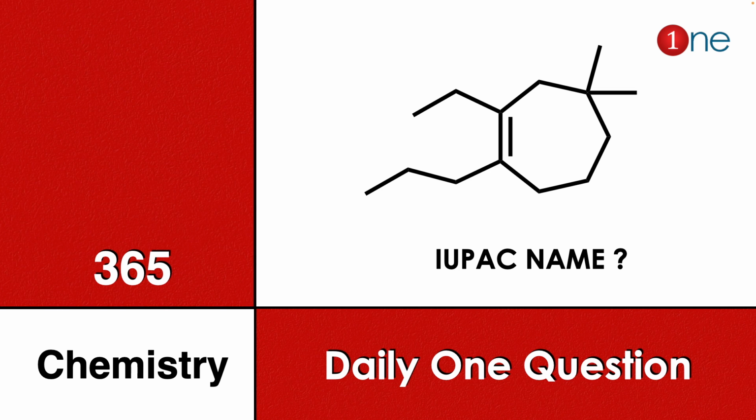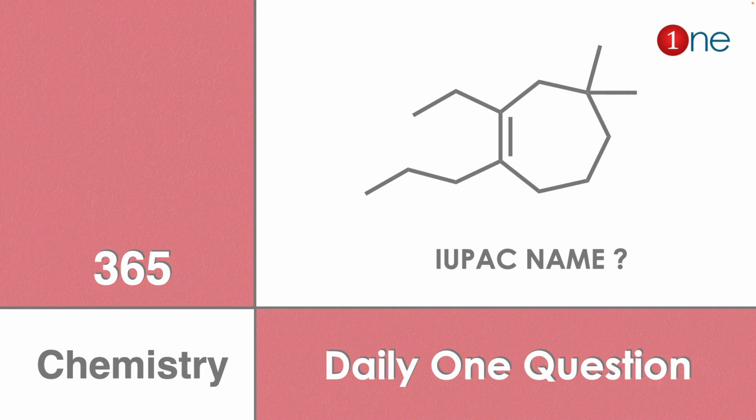Daily one question for you. Here cycloheptene is there. In first position you have propyl, isopropyl, ethyl and dimethyl. You have to find the IUPAC name of it.